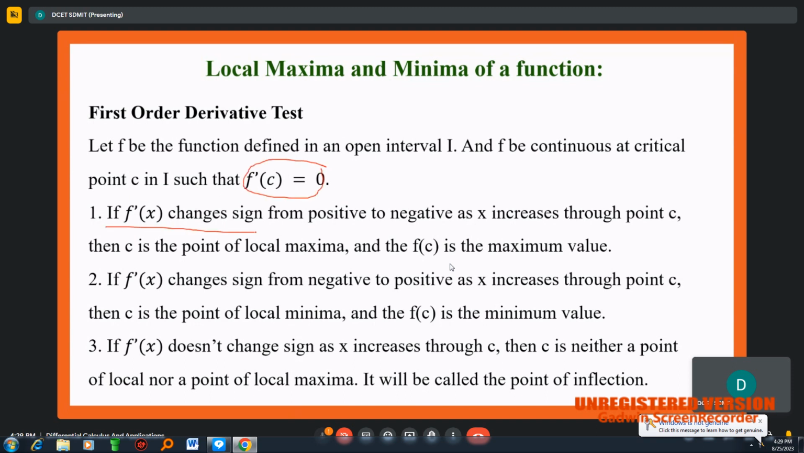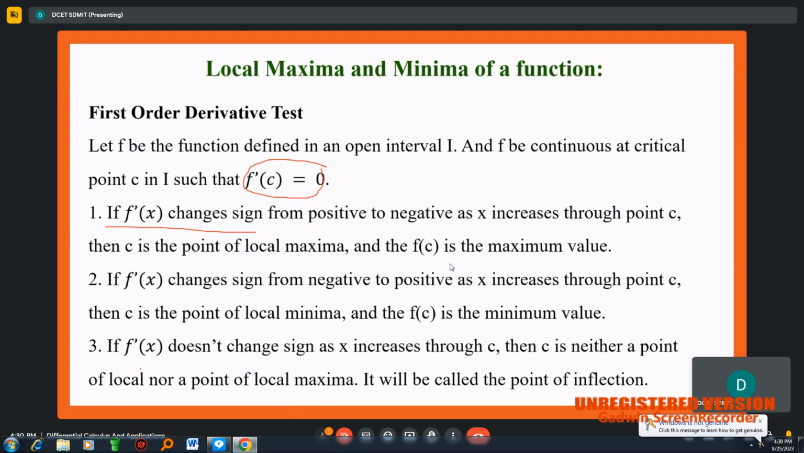If f dash of x changes sign from positive to negative as x increases through point C, then C is the point of local maxima and f of C is the maximum value. If f dash of x changes sign from negative to positive as x increases through the point C, then C is the point of local minima and f of C is the minimum value.